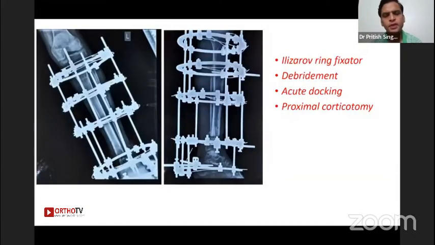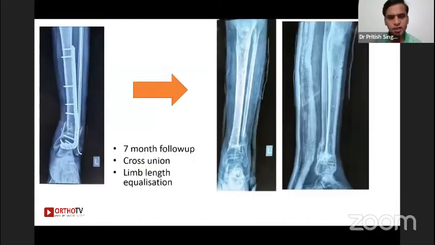although there were some soft tissue issues, and the sinus also healed gradually. After healing of the sinus and the wound, I took him for an Ilizarov ring fixator. I operated on him with local repeat debridement, acute docking at the fracture site, and proximal corticotomy to equalize the limb length. And it behaved in a nice way.